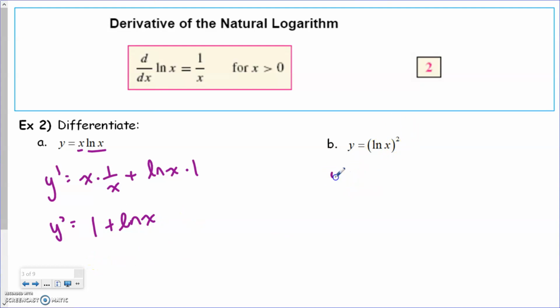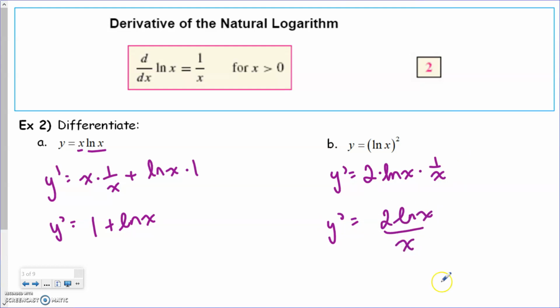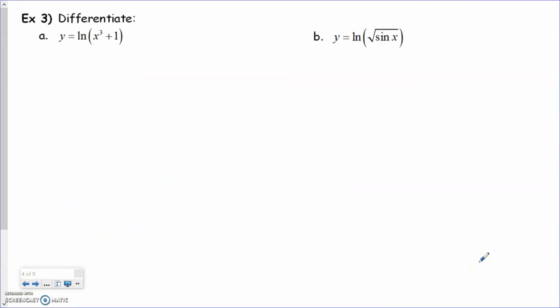Okay, for the second one here, the outer function is the squared part, so we're going to do 2 times the natural log of x to the first power, so we don't need to worry about it, and then times the derivative of the natural log of x, which is 1 over x. So typically the way you'll see this is like that. Okay, some more practice with that.